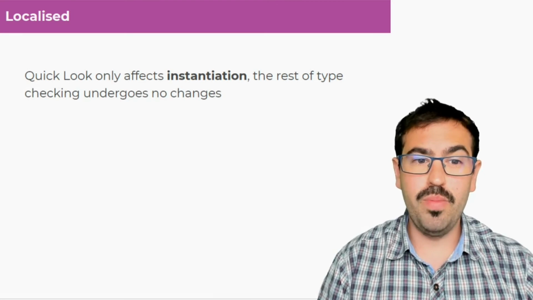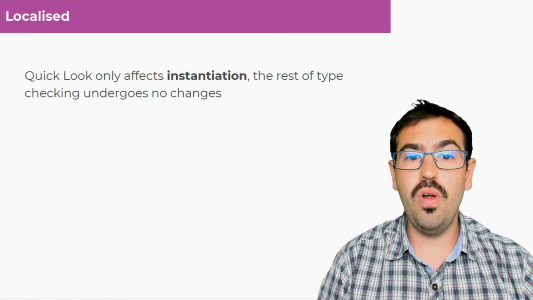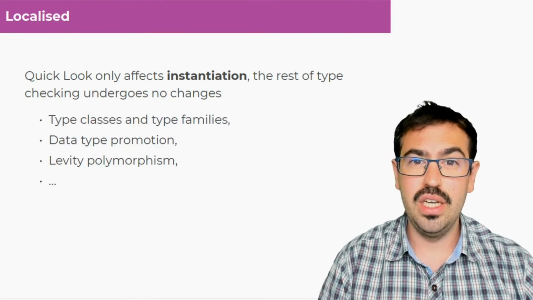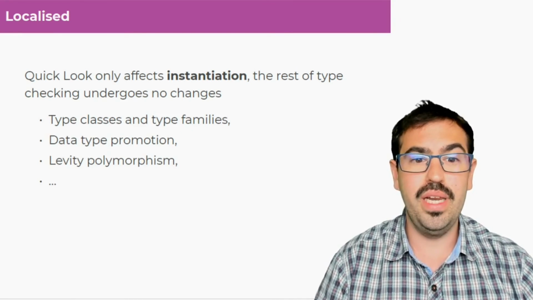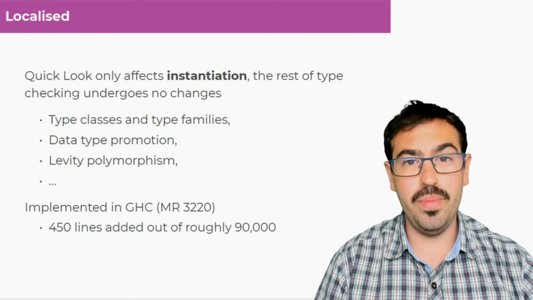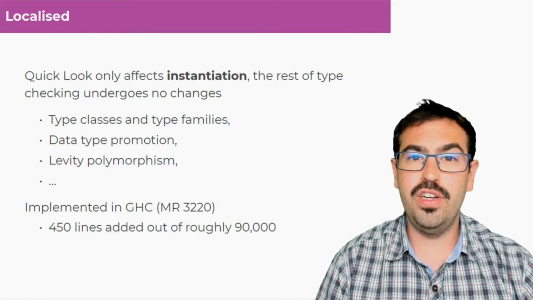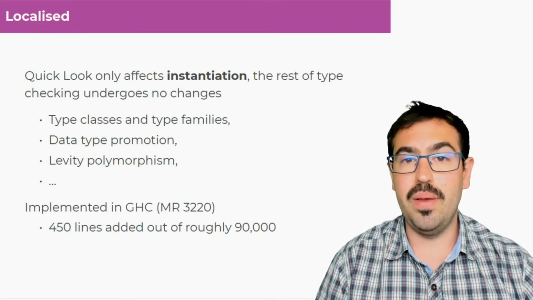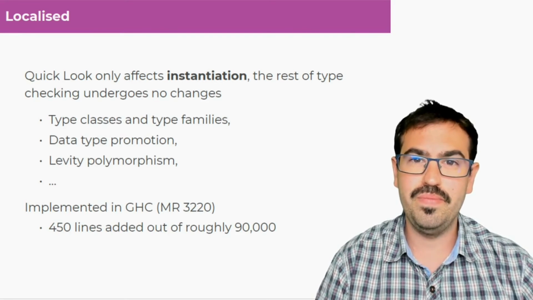So let me talk a bit more about the fact that Quick Look is very localized. As I said, this only affects instantiation. The rest of the type checking has no changes. So we've integrated this into GHC, which has type classes, type families, data type promotion, levity polymorphism, you name it. We were able to implement this, and there is a merge request for doing so, and we only had to add 450 lines out of roughly 90,000 lines which make up the type checker in GHC. So I think we succeeded in making this really localized.